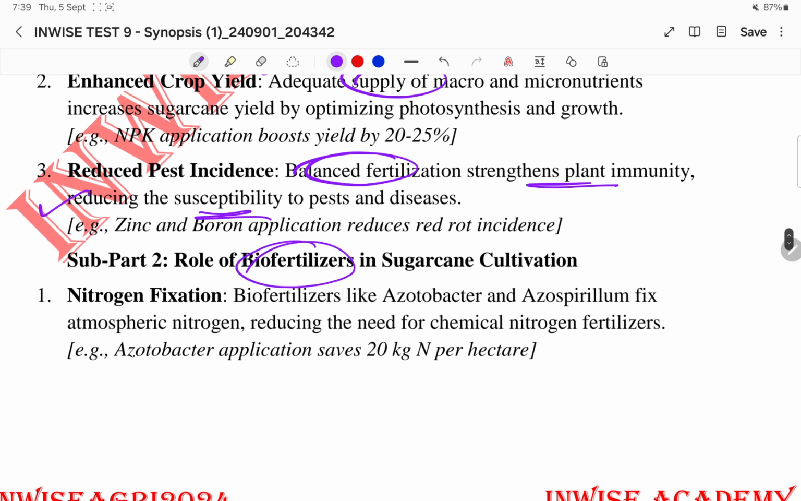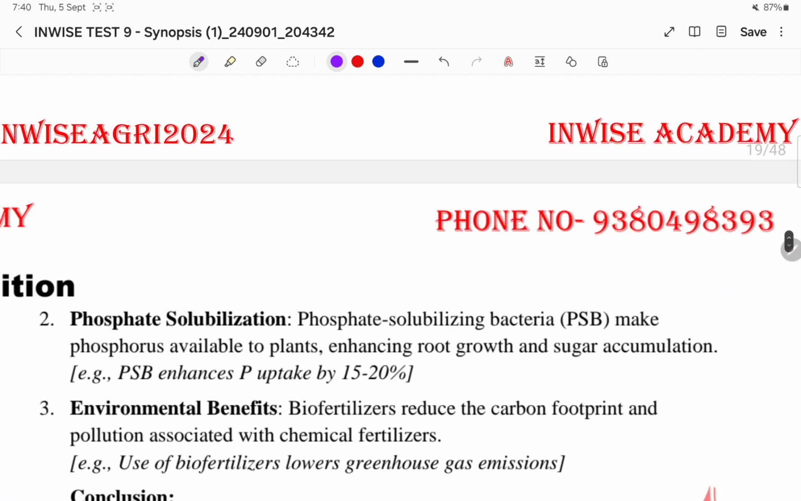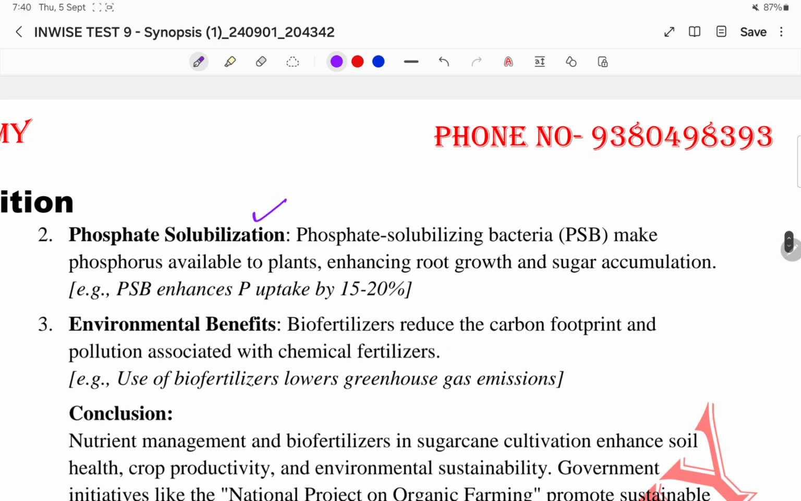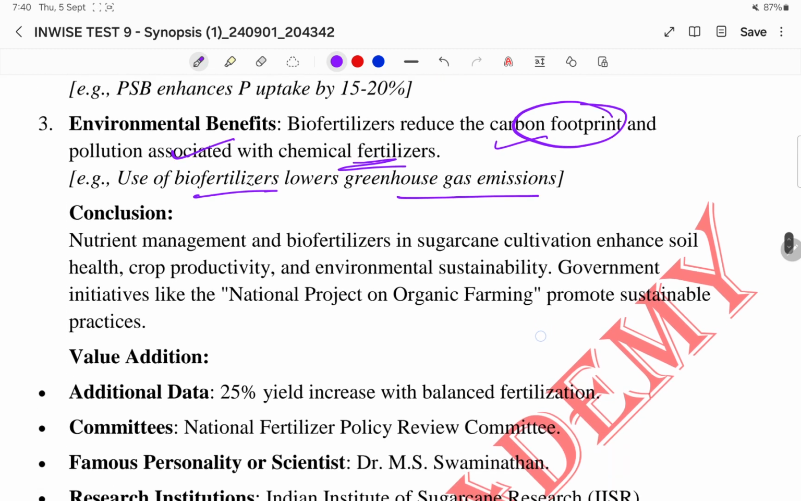Then come to biofertilizers. What are the biofertilizers used in sugarcane cultivation? Nitrogen fixation: Azotobacter and Azospirillum fix the atmospheric nitrogen, reducing the need for chemical nitrogen fertilizers, Azotobacter up to 20 kg nitrogen per hectare. Then phosphate solubilization, PSBs. Then environmental benefits: biofertilizers reduce the carbon footprint and pollution associated with chemical fertilizers, and lower the greenhouse gas emissions.